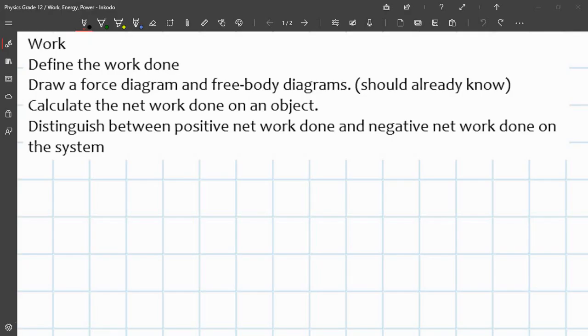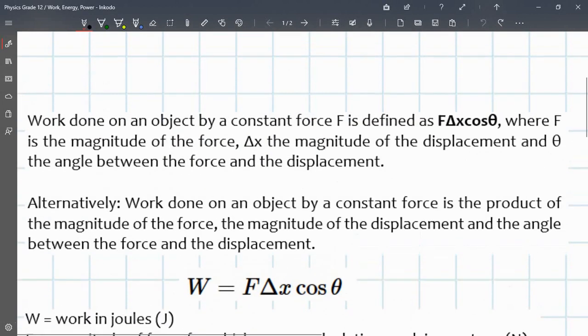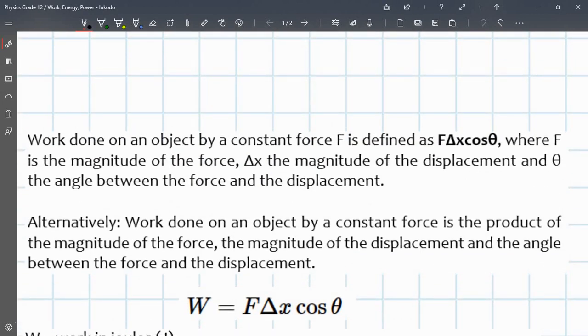Hi guys, in this video we're going to go over work. We'll define what work done is and we'll calculate the net work done on an object. For this section you should already have some knowledge of free body diagrams as well as what displacement is. So we'll go over the definition and do a couple of examples. There are a few definitions on the screen.